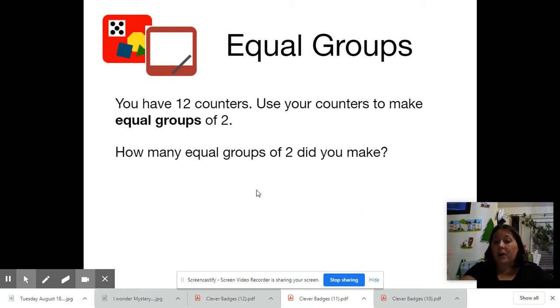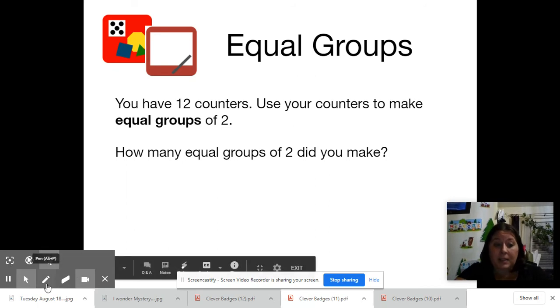An important part of our math vocabulary in this module and in module 3 is talking about equal. Equal means they're the same. So if I'm putting them in equal groups of 2, they need to be in groups that are the same. So I want you to pause this if you can find something to actually move around and put in groups of 2.